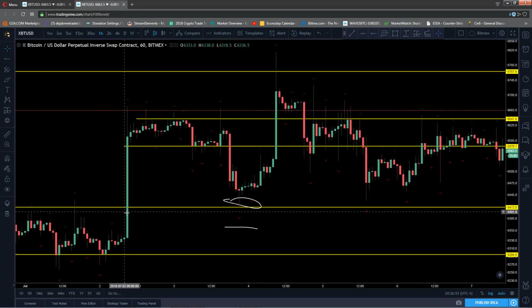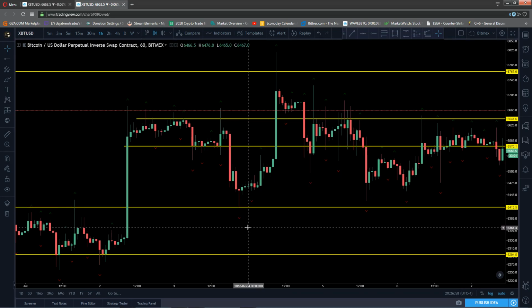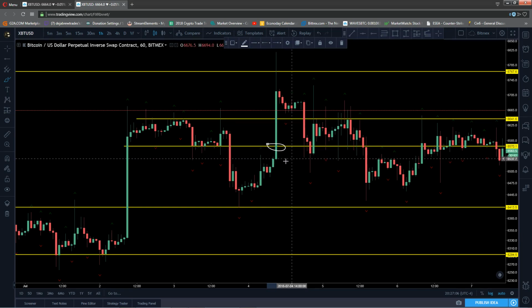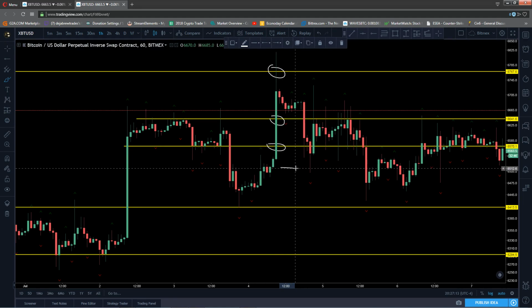So this gave you the break of the level. That gave you the first test of the level. And then you had another break of this previous level here, this flagging level. You could have taken the break here, targeted the next level, or the next level, stop loss below the level.